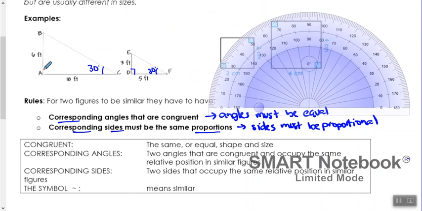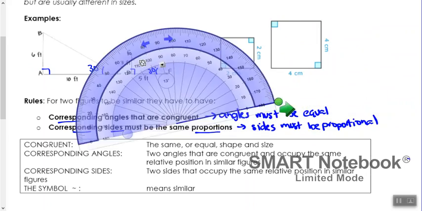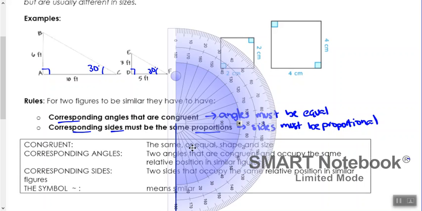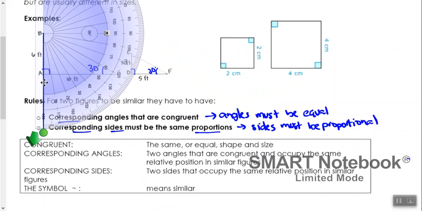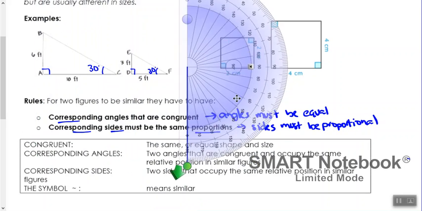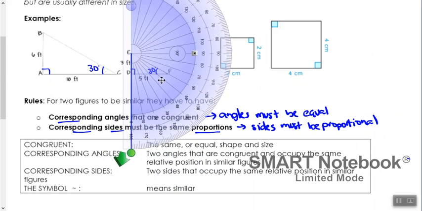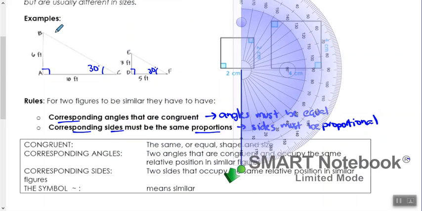Here we have a right angle corresponding with this angle, which are 90 degrees. Okay, so far two angles are equal. Checking our third one. So angle ABC is 60 degrees, and over here EDF, the corresponding angle, also 60. So if I take a look, all of my angles are the same. Okay, so far I'm good because my angles are equal. My corresponding angles are equal.